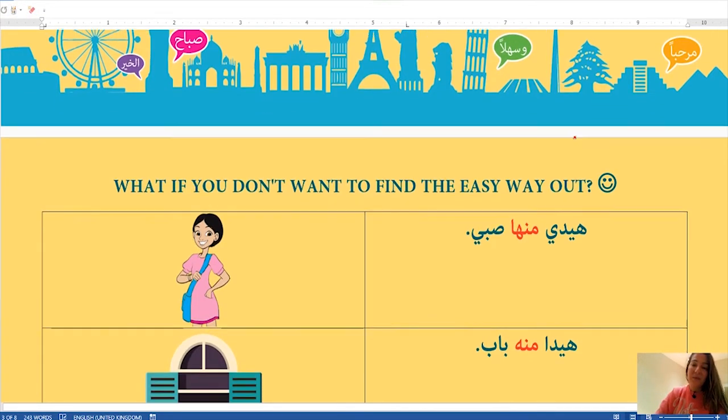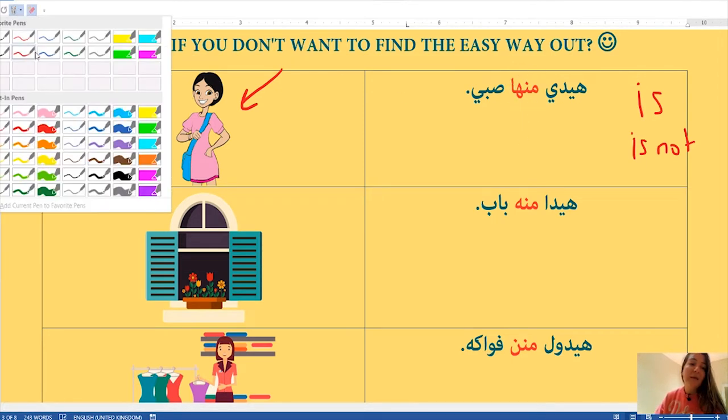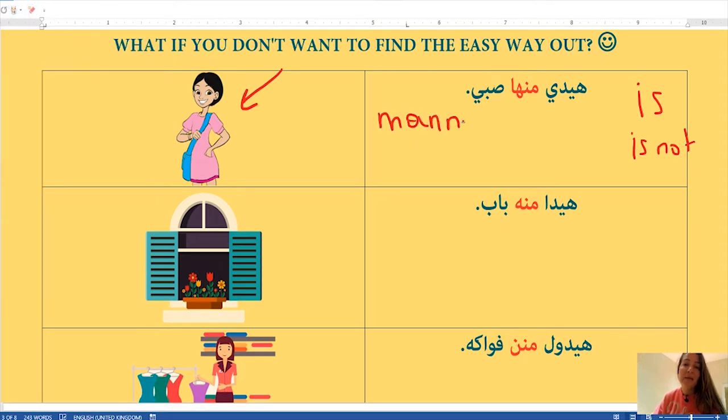What if I didn't want to find the easy way out? In that case, we would replace the mish with manna. Manna, if it's feminine. So initially I was saying heidi mish sabi. This is not a boy, but in this case I used heidi manna. She is not. So manna is translated as she is not. You noticed I said in the previous lesson that we don't have the verb to be in the present. We don't have is, but we do have is not. And is not in the present form is manna in the feminine form. Sorry. Manna. Okay. So هي منا صبي. هي منا صبي. I would write it M-A-N-N-A.